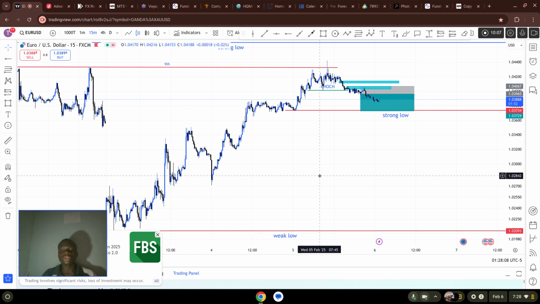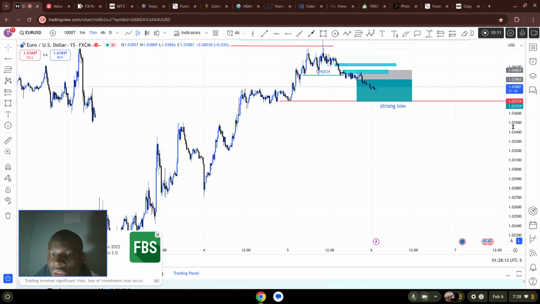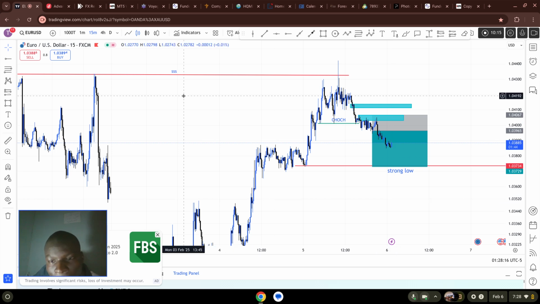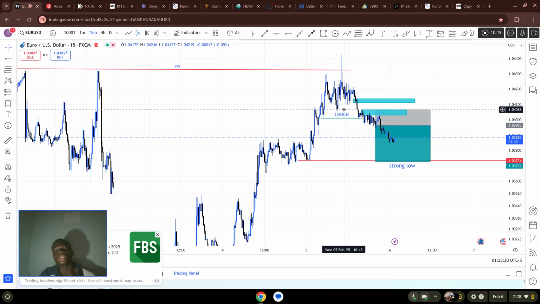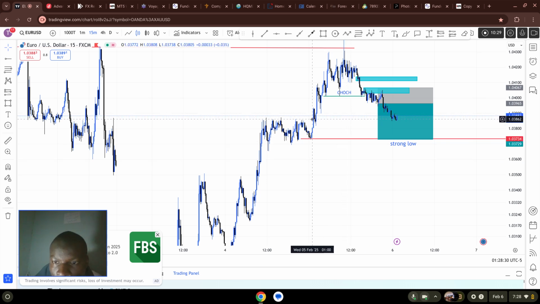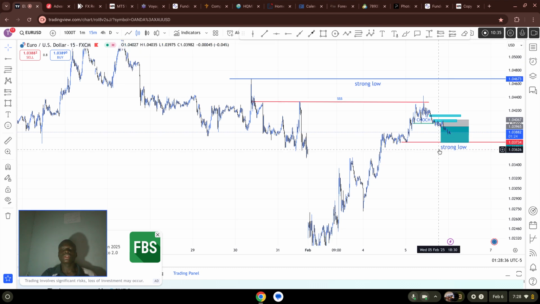So for the EURUSD, EURUSD, so change of character. So market is soon going down here, especially to come back to this point here. So if you're seeing a series of higher highs and higher lows.